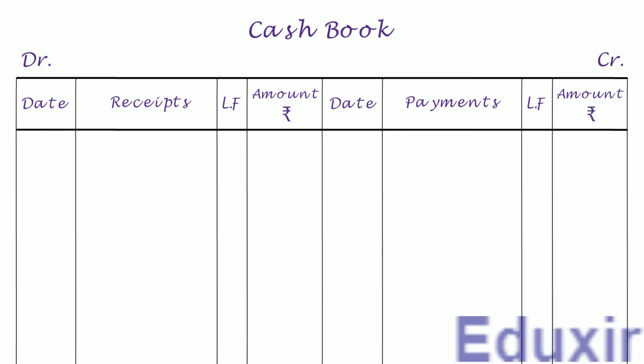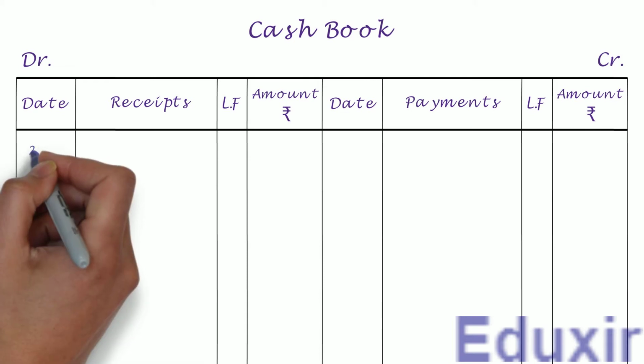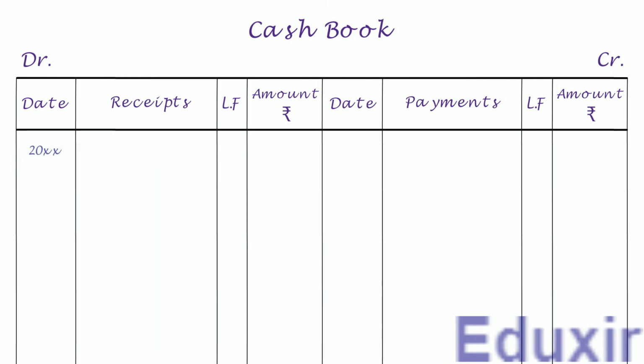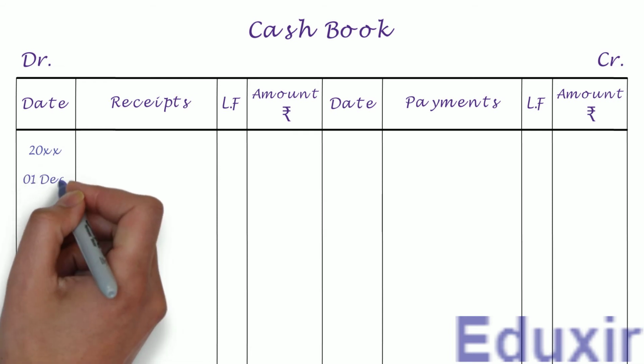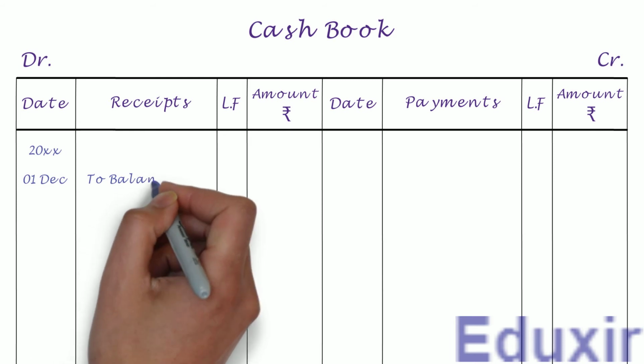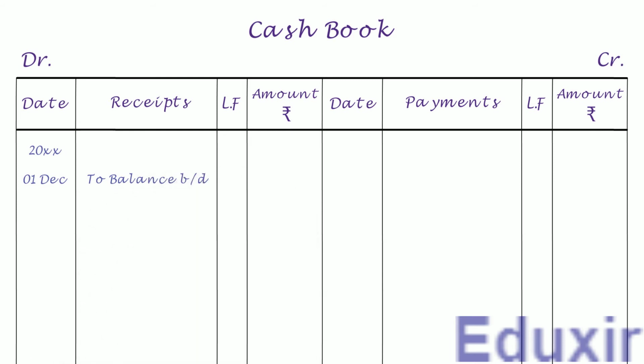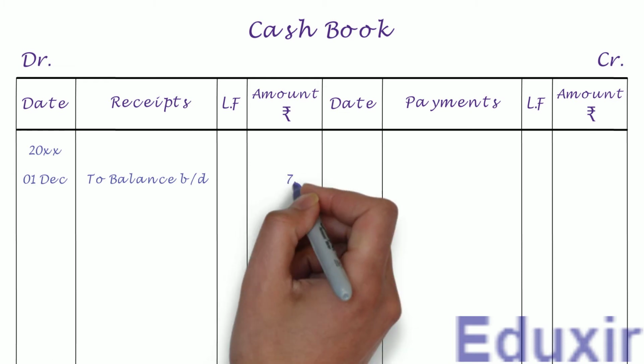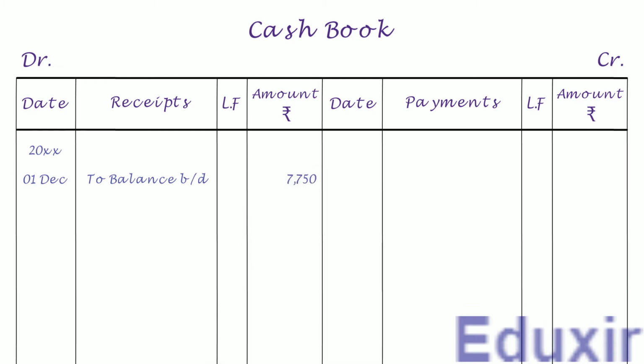Note that when we compare this with the ledger account format, on the debit side we have receipts in place of particulars, and on the credit side we have payments in place of particulars. Now on the debit side, let us first write the year. Let us now record the date. The entries in the receipts column start with 2. Let us also record balance brought down in the receipts column, as this is the cash brought down from the previous month. Let us now record the debit amount of 7,750 rupees into the amount column. That completes the recording of this transaction in the cash book.